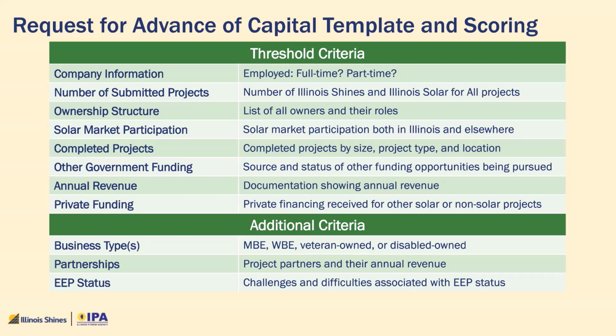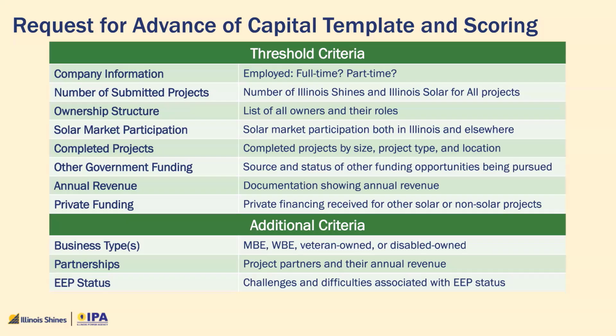Other government funding, which requires disclosing information on any other government funding that is being pursued to fund your project, including the source, status, and when such funds would be made available. The scoring of this criteria is weighted in favor of those who may not have access to other capital sources.